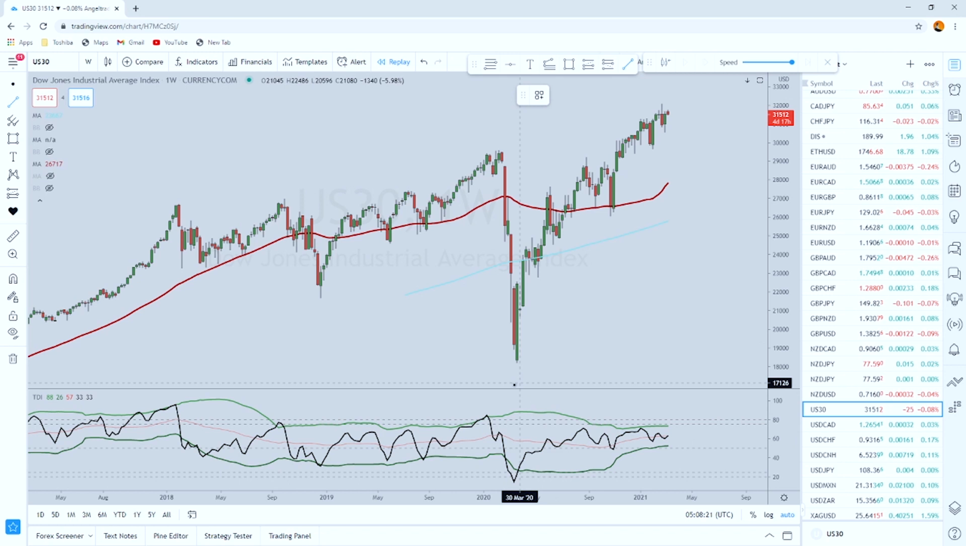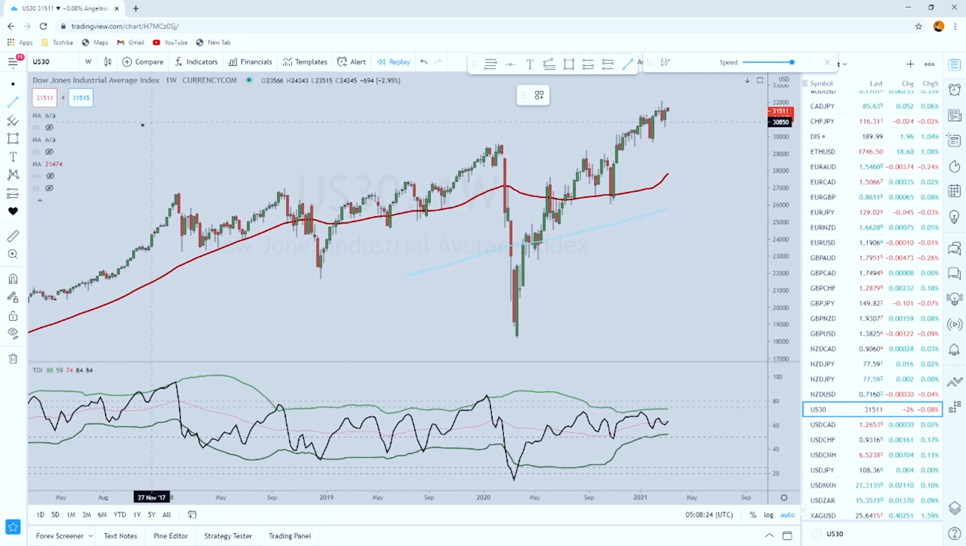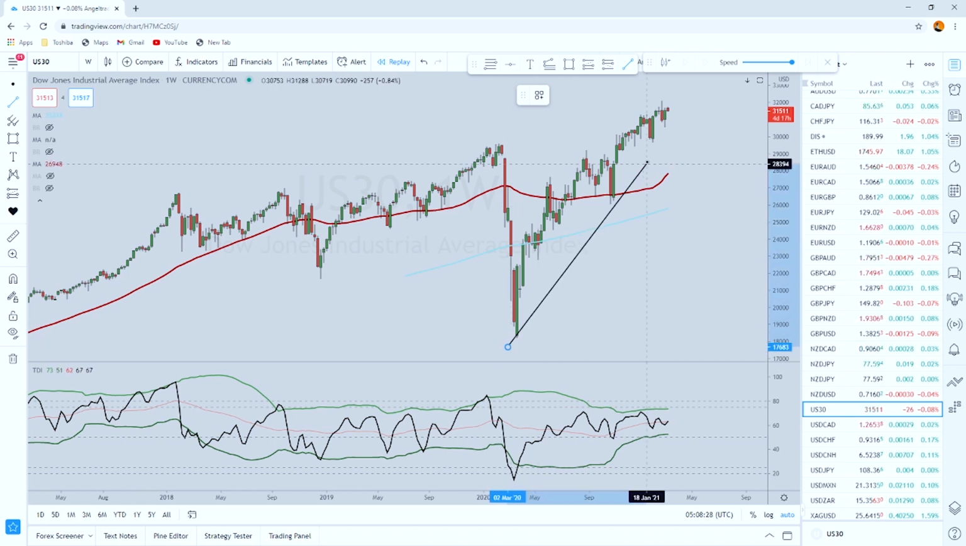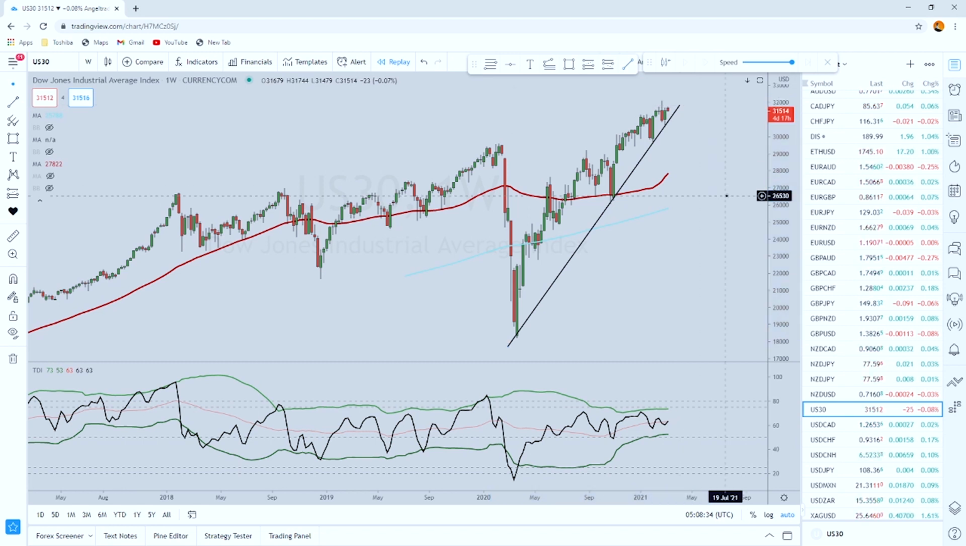So we have two areas. Let me grab my trend line here. We have two areas right here where market, if we were to have marked this up, this would have been a very clear buy on the weekly time frame. And when you're on US 30, we all know that it can move like crazy and you can make a ton of money on US 30.